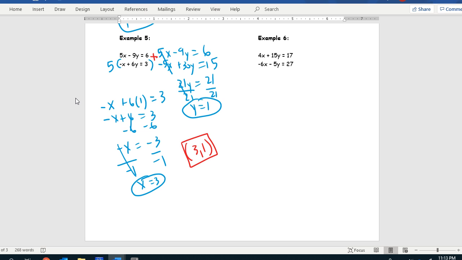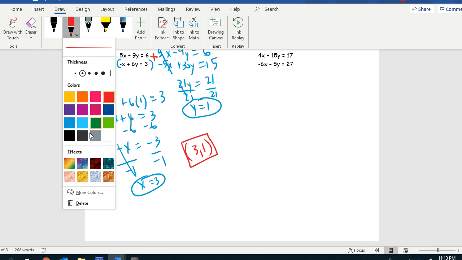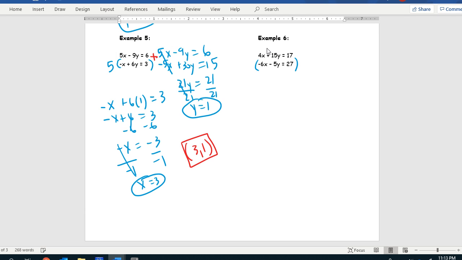Pause the video for a second and work out example 6 if you want some practice. All right, we're back. Let's do it. So looking at the x coefficients, would it be easy to turn 4 into 6? No, but it would be pretty easy to turn a 5 into a 15. So we're going to multiply our bottom row by 3. The signs were already opposite, so I don't need to include a negative there. So the top row stays as is.